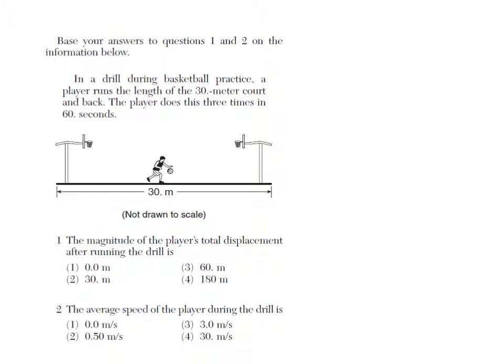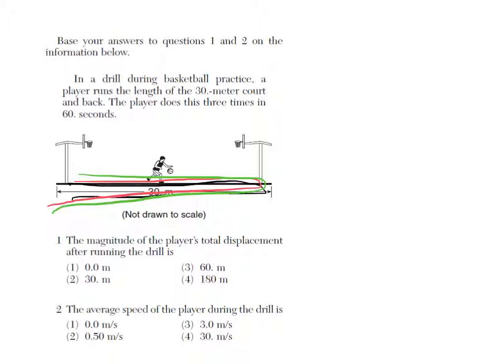These next two questions go with this diagram here. So you have a drill in basketball practice. A player runs the length of a 30-meter court there and back, and he does this 3 times in 60 seconds. So that means he's going like this. He's going there and back is 1, there and back is 2, and there and back is 3.